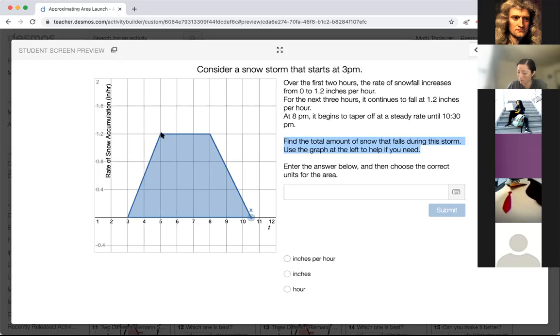I'm getting 6.3. Is anybody else getting 6.3? Yes, okay, great. So here we can type in 6.3. Good job. Excellent. I love it when things give us feedback. And what are our units, right? What did we find 6.3 to be?